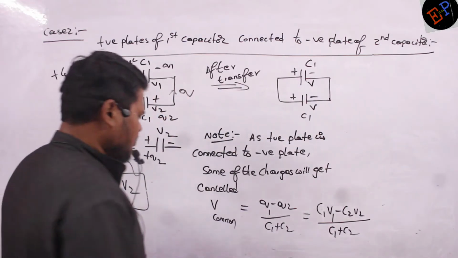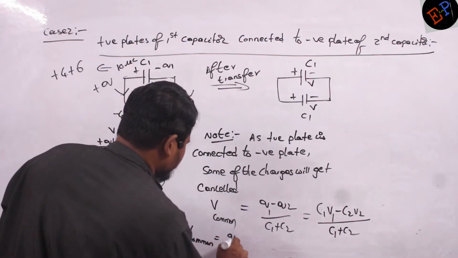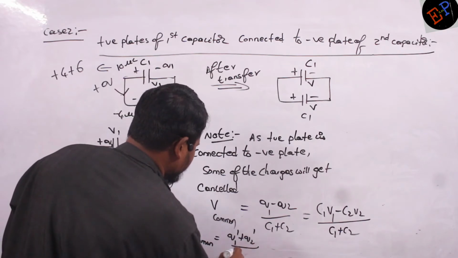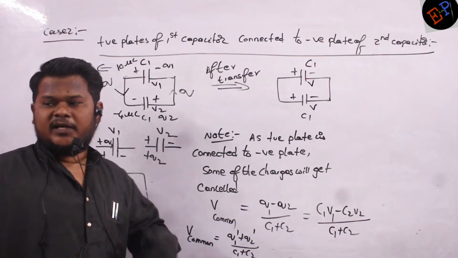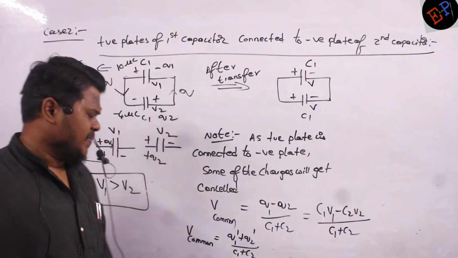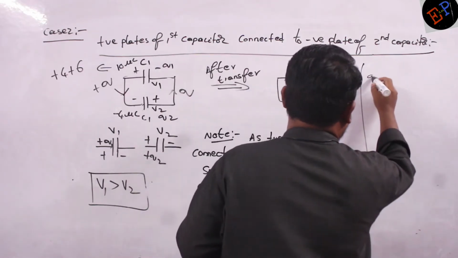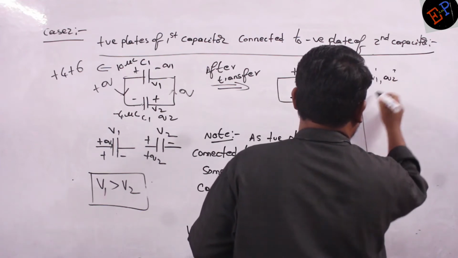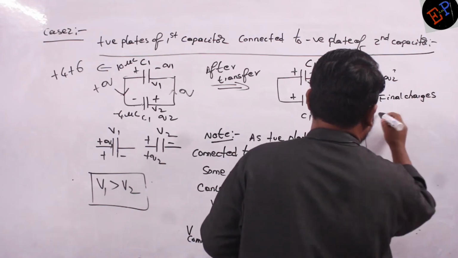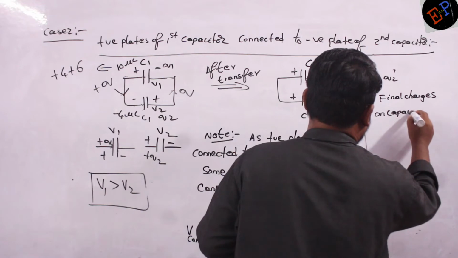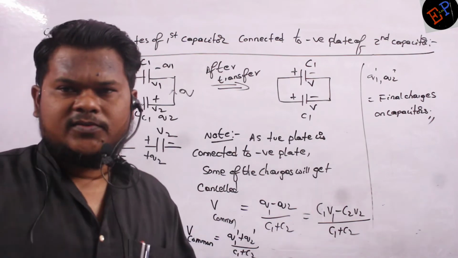Or you can do one thing also. V common, you can write Q1 dash plus Q2 dash divided by C1 plus C2. And what are Q1 dash and Q2 dash? Final charges which are present. So Q1 dash, Q2 dash, they are final charges on the capacitors. Fine. So this is what happens.